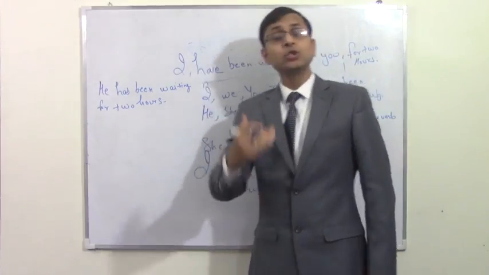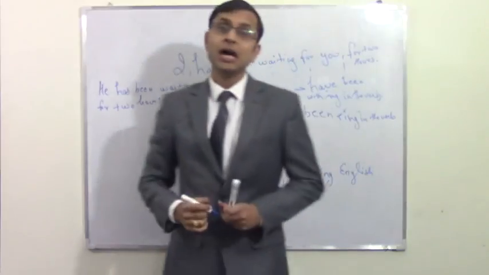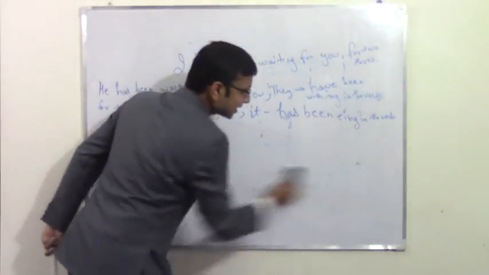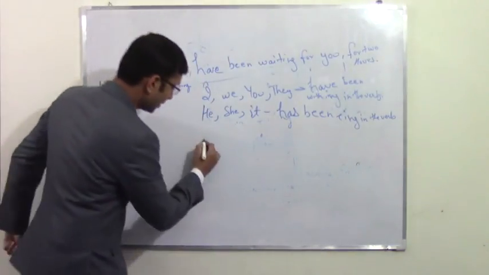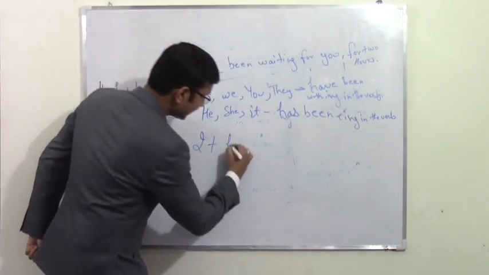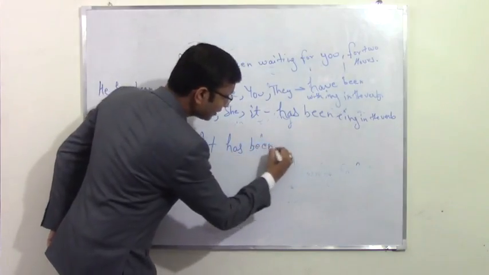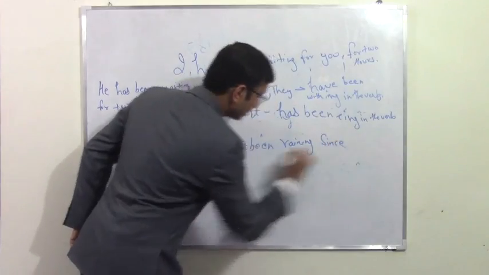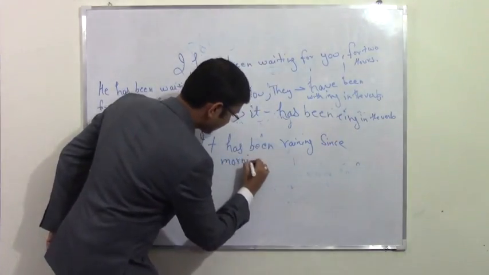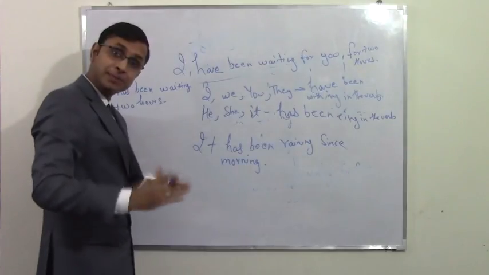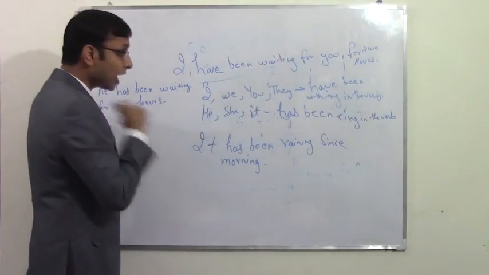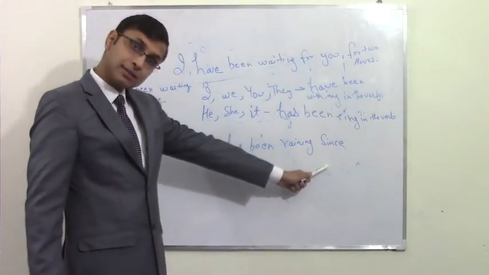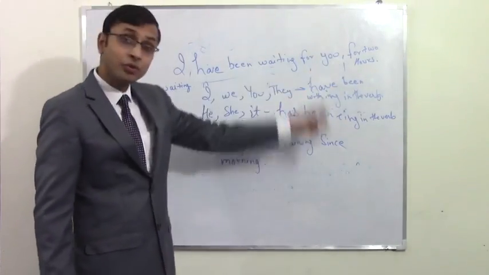और अगर मैं बोलूं सुबह से बारिश हो रही है, आज सुबह से बारिश हो रही है, so we will make the sentence like it has been raining since morning. So now I'm sure you have noticed that in few sentences we have used since, and in couple of sentences we have used for. What's the difference?